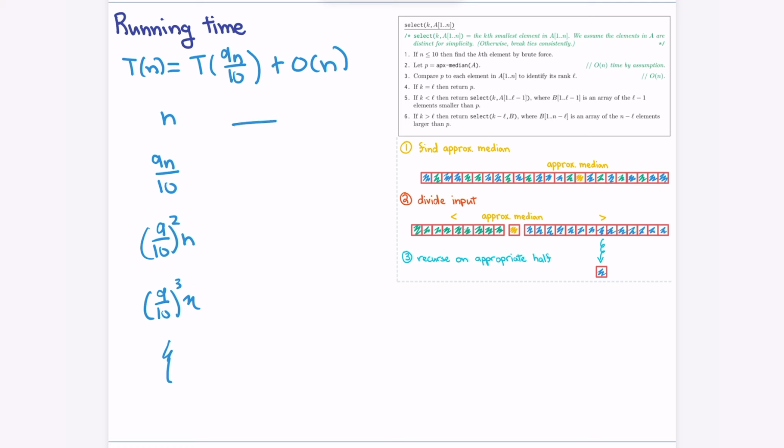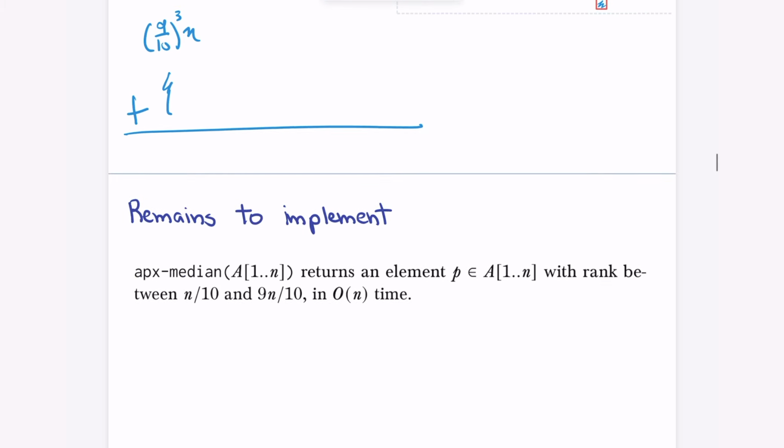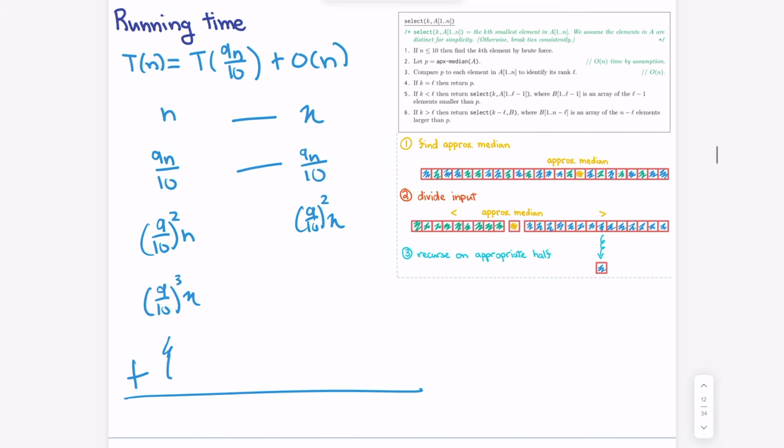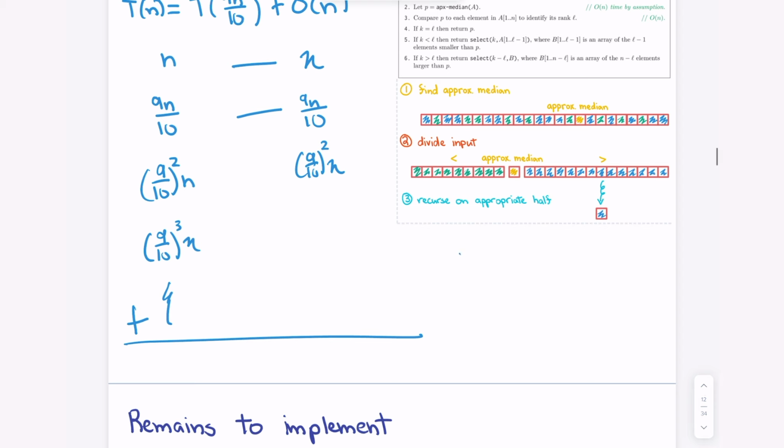And so forth, and the work is the same: n, 9n over 10, 9 over 10 squared n. So we just have to figure out what this all adds up to. You're looking at a sum that looks like this. Instead of 1/2 to the i, you have 9/10 to the i. And so what is this? It's roughly 10n.